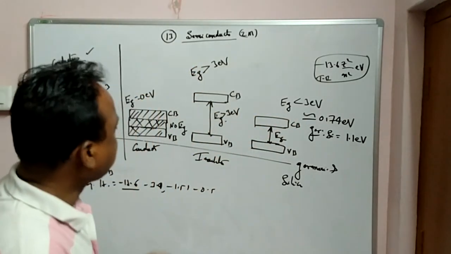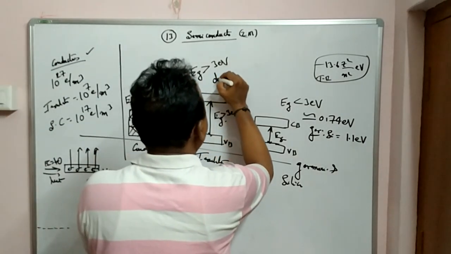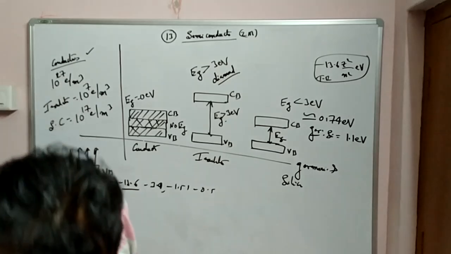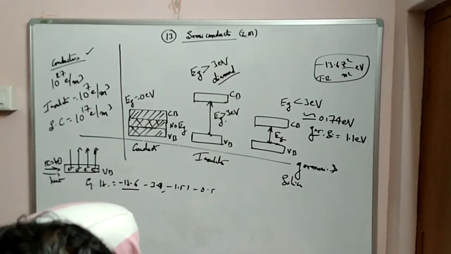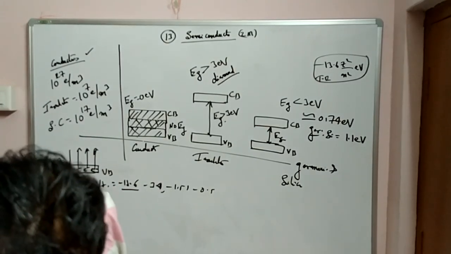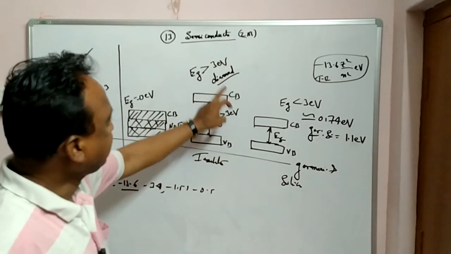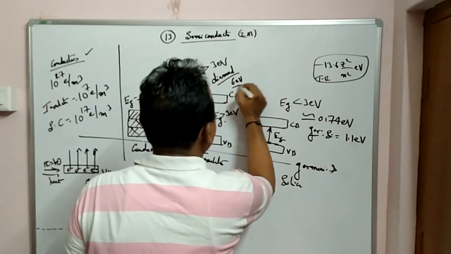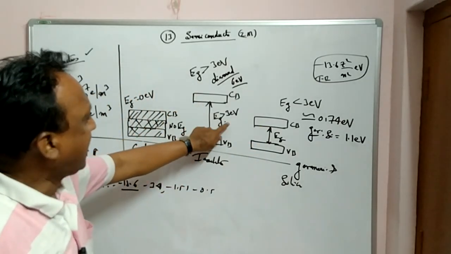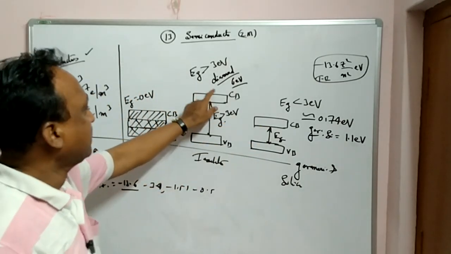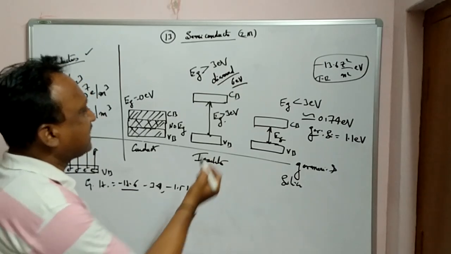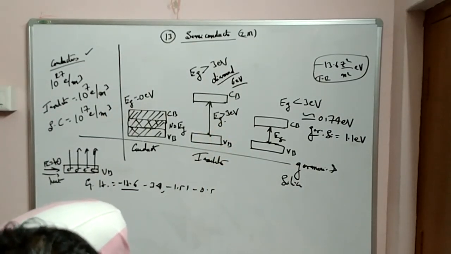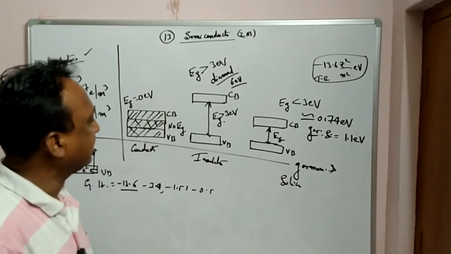Diamond also you can take as an example for an insulator. So more than 3, it is around, I think, 6 electron volts, because already I told you in an insulator the energy gap is more than 3 electron volts. So for diamond you can take around 6 eV, the energy gap.